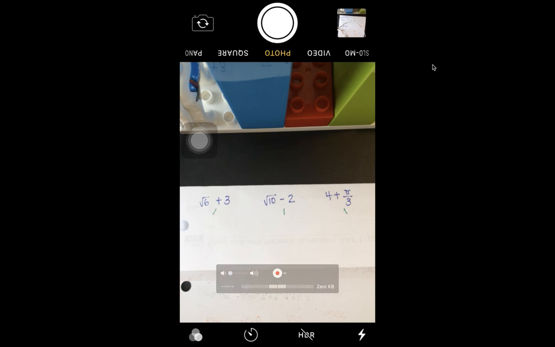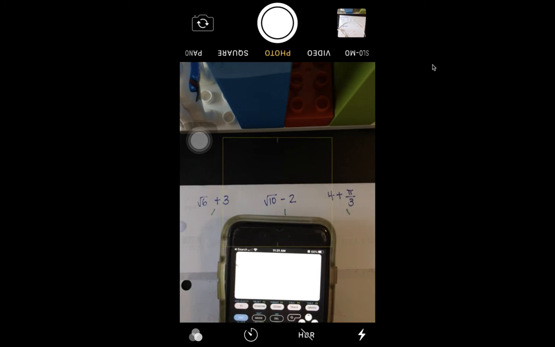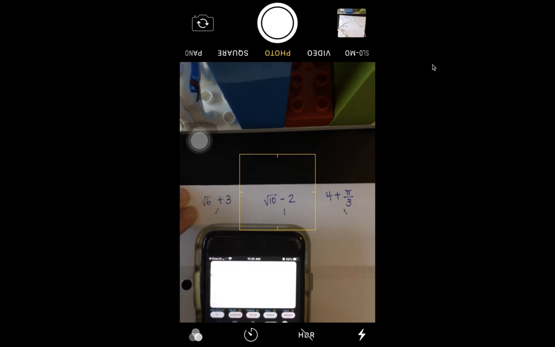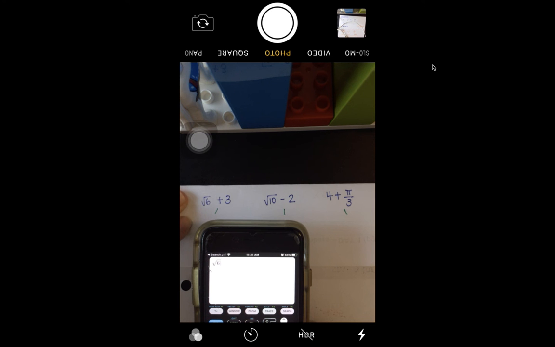So let's change them all to decimals. First one, square root 6 plus 3. We kind of talked a little bit about this, I think it was last week, but you have to make sure that you type it in exactly as you see it.